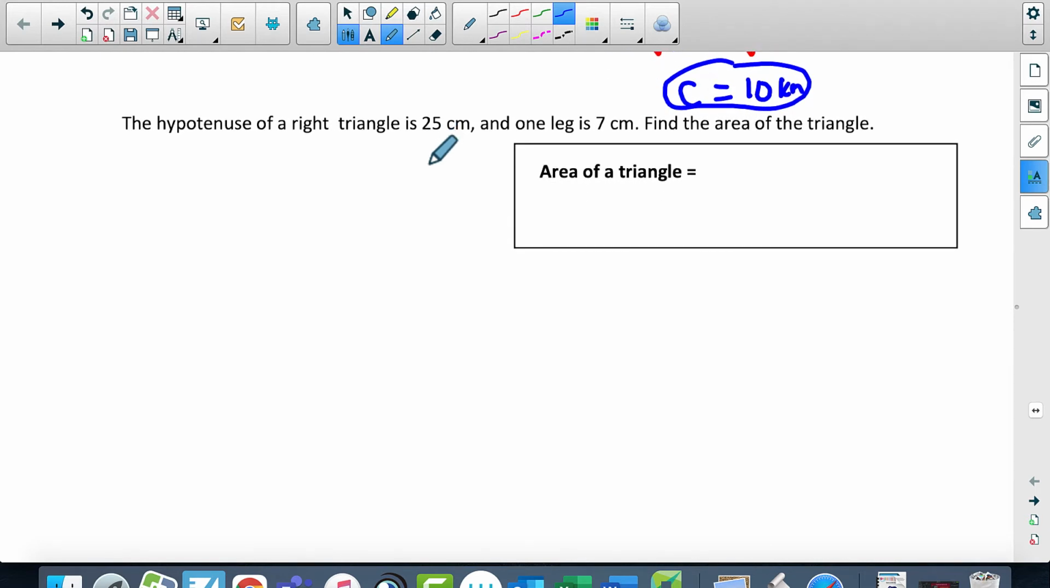All right, the next one. The hypotenuse of a right triangle is 25 centimeters and one leg is 7 centimeters. Find the area of the triangle.